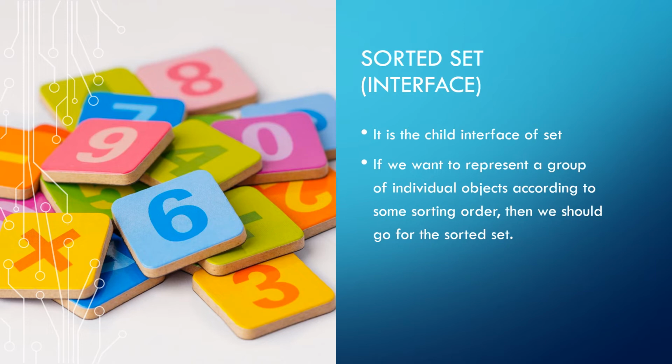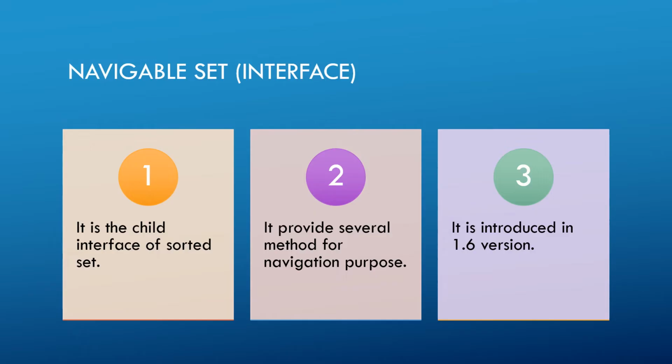Sorted set. It is a child interface of set. If we want to represent a group of individual objects according to some sorting order, like ascending or descending, then we should go for a sorted set. Next is navigable set. It is a child interface of sorted set. It provides several methods for navigation purposes, like moving forward and backward through the collection.